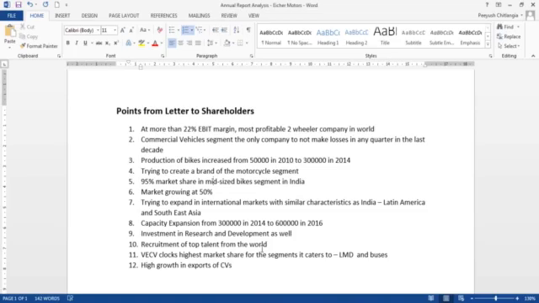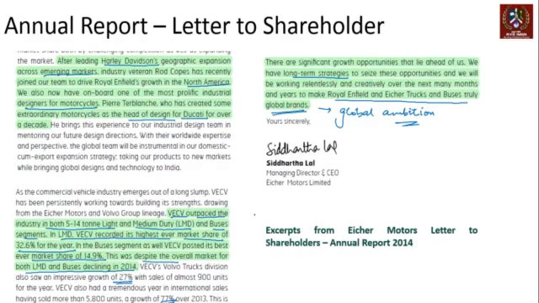Right? So that's what we derive from our letter to shareholders, and that's probably one of the more important parts wherever it is available of the annual report. As we go ahead, we'll look at more important points like financial highlights and financial statements in subsequent videos.